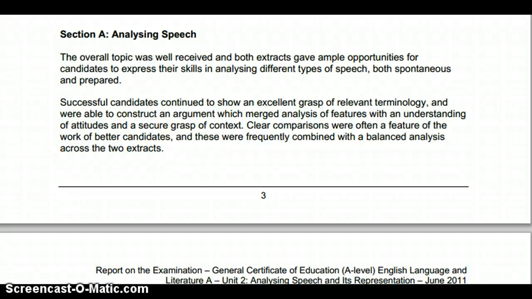This is the examiner's report for ELA2, June 2011, analysing speech. Successful candidates continue to show an excellent grasp of relevant terminology.